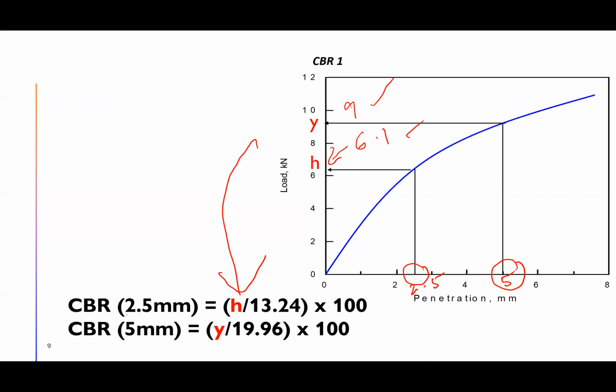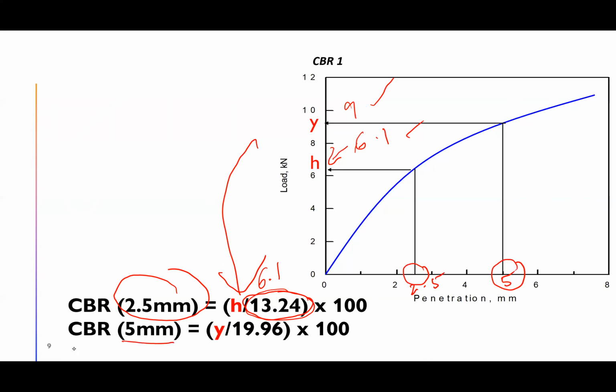Okay, the CBR value at 2.5 mm is equal to H, which is 6.1 divided by 13.24. This 13.24 is the load value for the California limestone after being at penetration 2.5 mm. So this is the standard that you're going to use: 6.1 divided by 13.24 times 100.